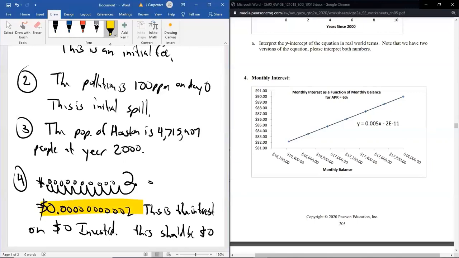That's a situation where we have just a ridiculously small number. You just go ahead and call it 0 for the real world context, which makes sense because if you have $0 in a savings account, nobody's going to give you $0.0000002. They're going to give you nothing. Good day.